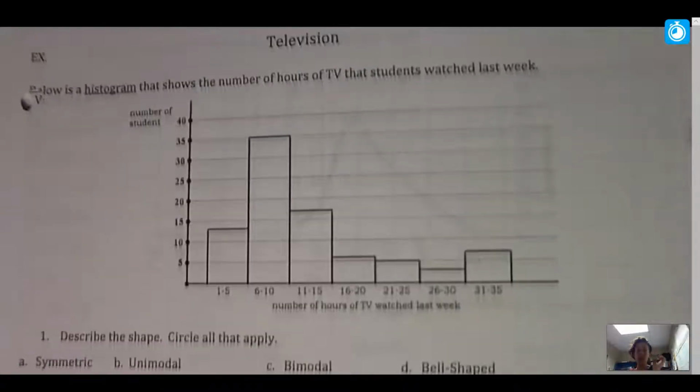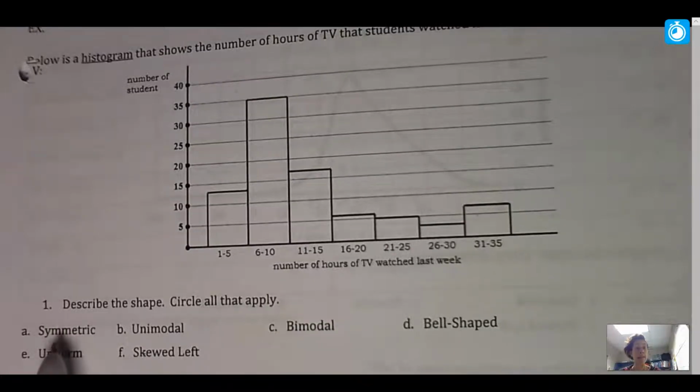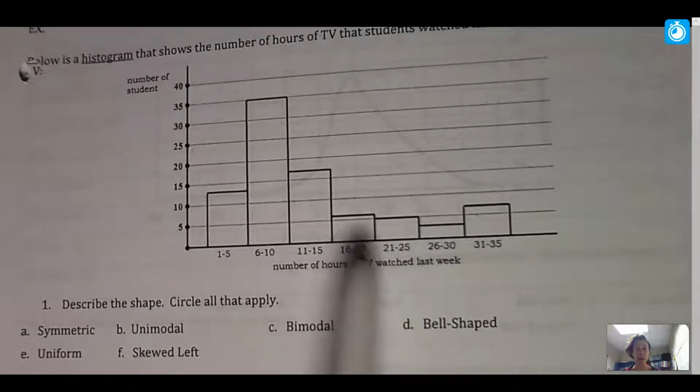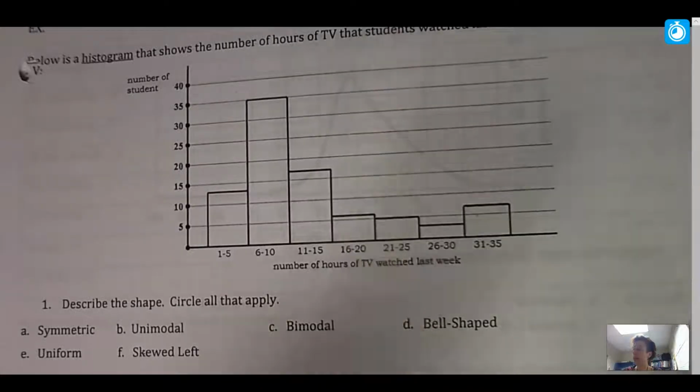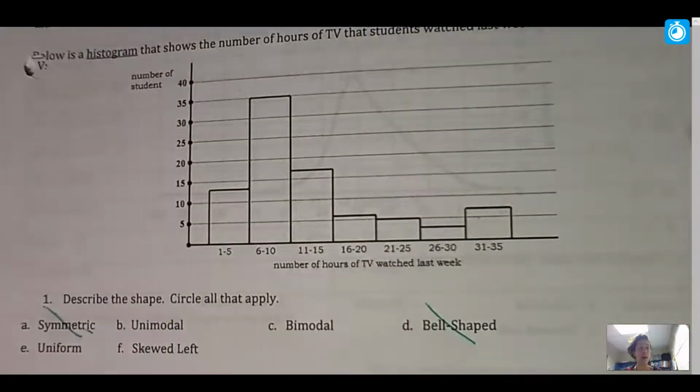So first, let's just go through and kind of describe the different things about the shapes, and then we'll probably add some things. So remember, on our cheat sheet, as far as the shape goes, one thing we might look at is, is it symmetrical or bell-shaped? And so if we go to the middle, the middle between 1 and 35 hours is somewhere right here in that like 17 range. If I went to the middle, then the left side does not match the right side. So it's definitely not symmetrical or bell-shaped. So I'm actually going to cross this off.